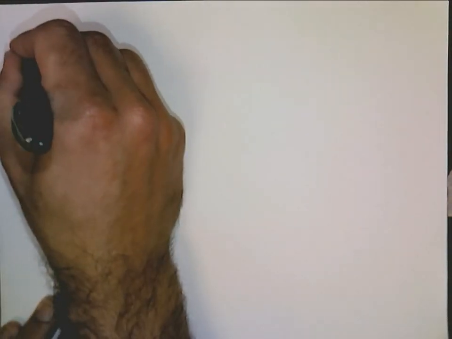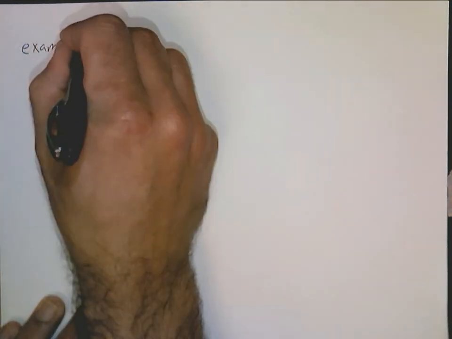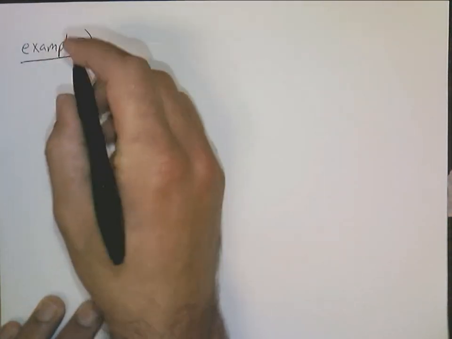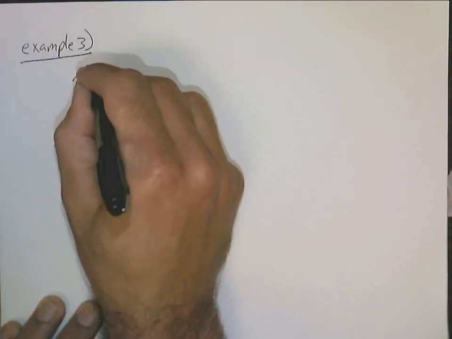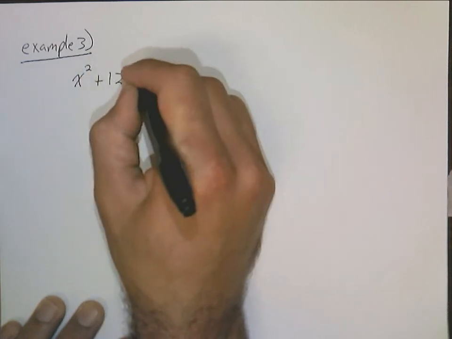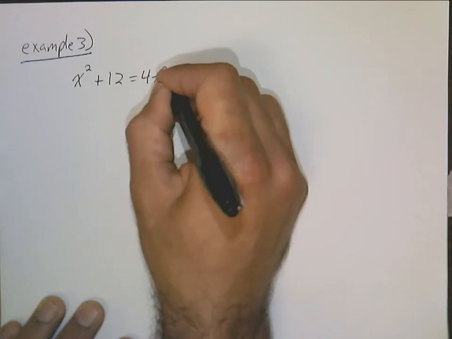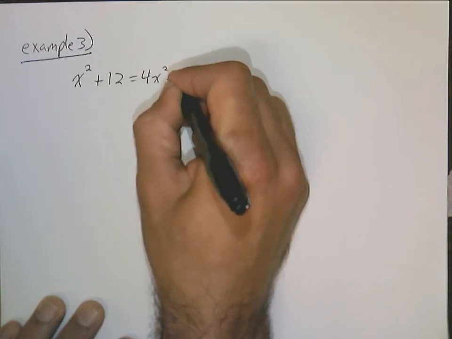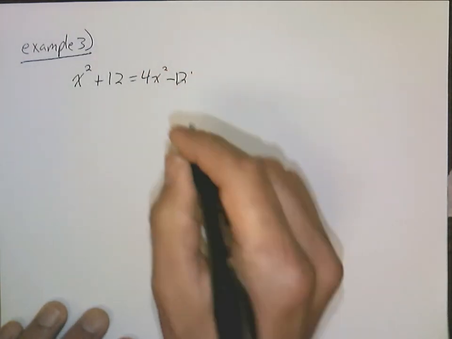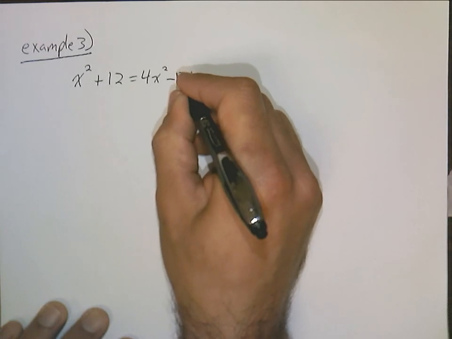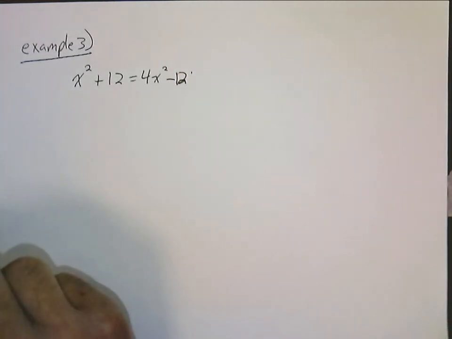Let's try one more example here. Let's do example 3. Maybe x squared plus 12 is equal to 4x squared minus 12. I have a funky looking 2 there, but that's okay. You get the idea.